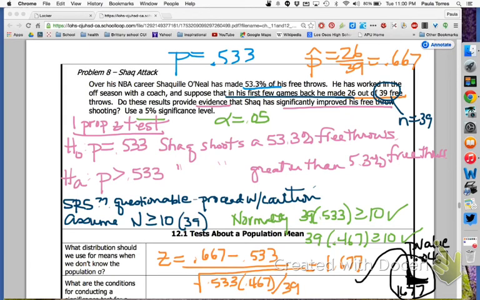0.0467. And now comparing that to alpha, since it's less, I will have to reject. And again, you're going to write out your entire big run-on sentence or two sentences about why you're rejecting. All right, so let's look at the interval way.